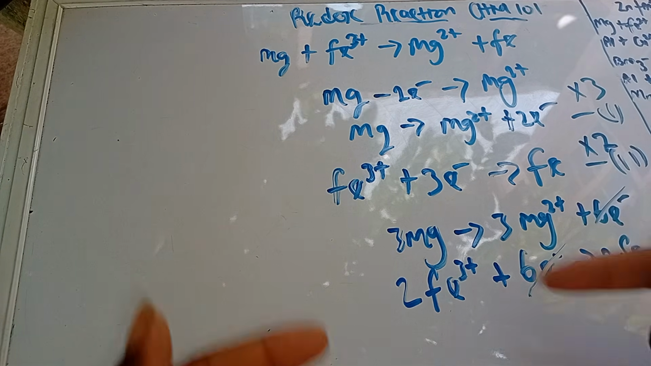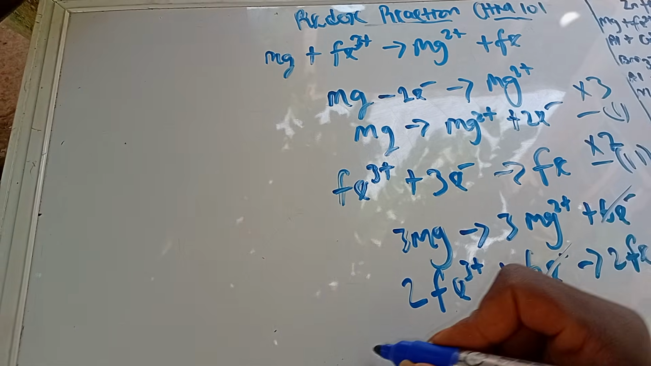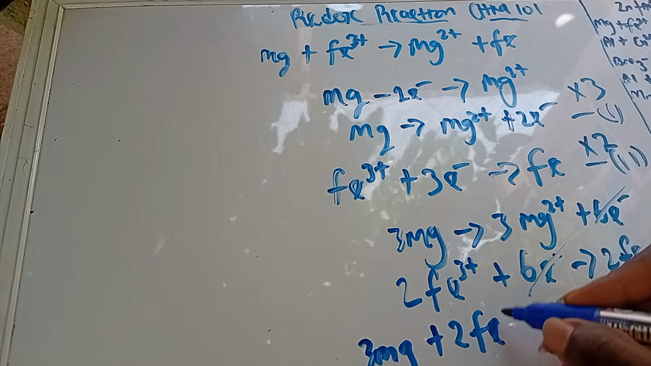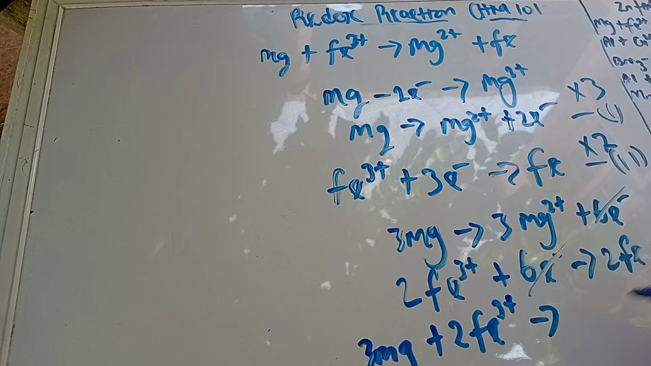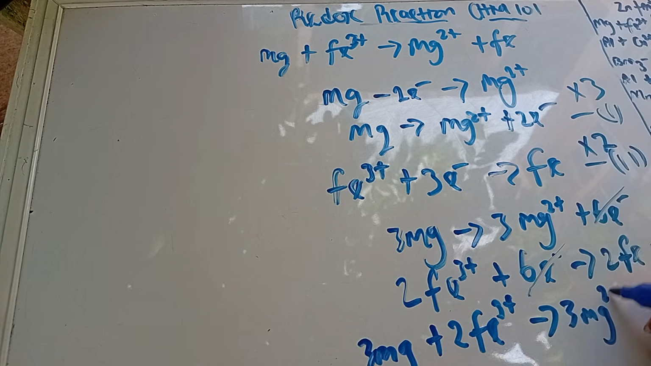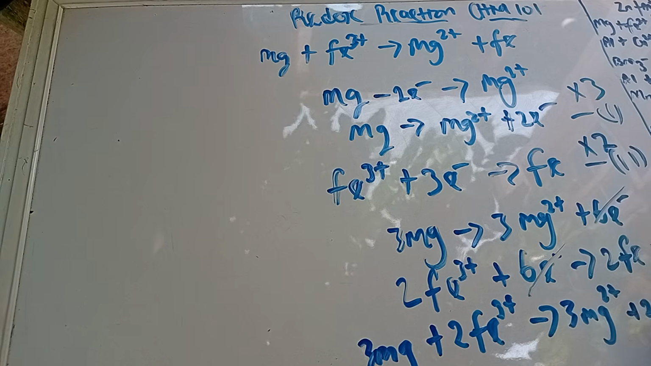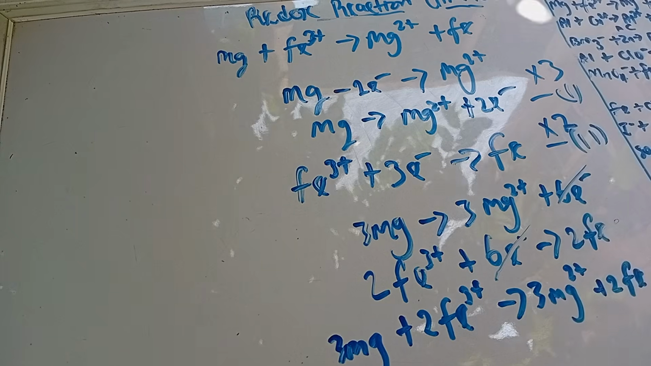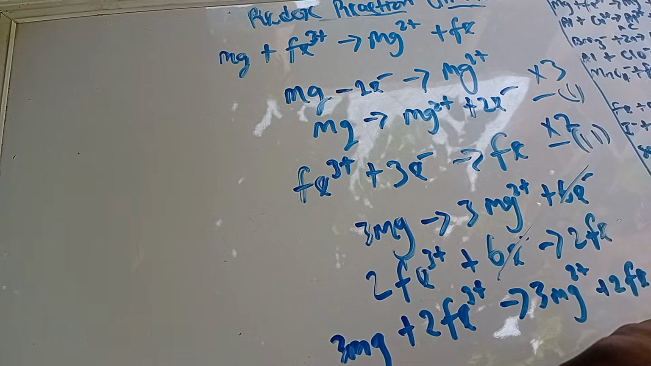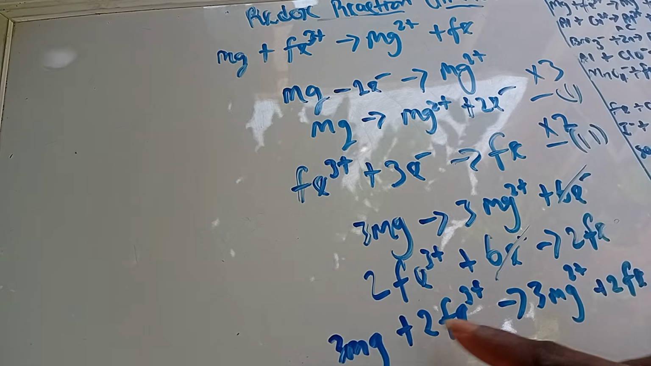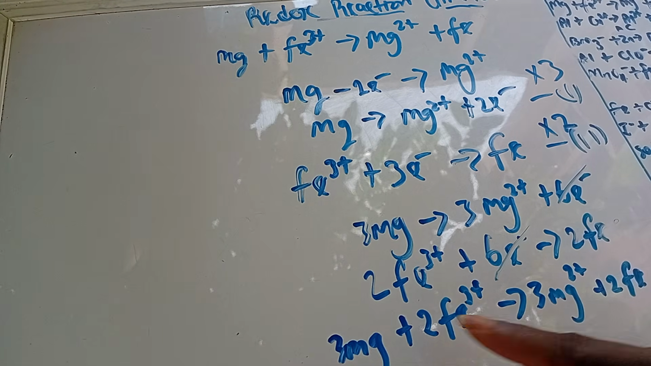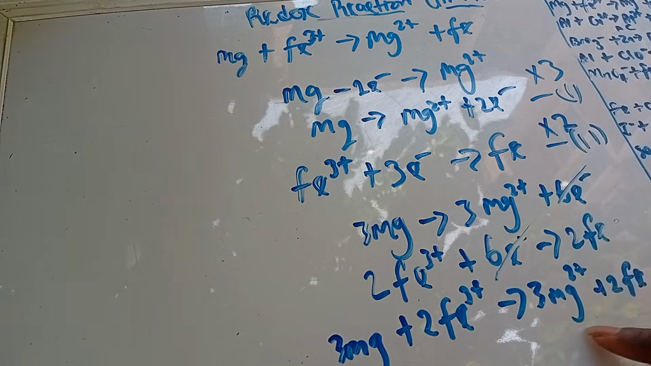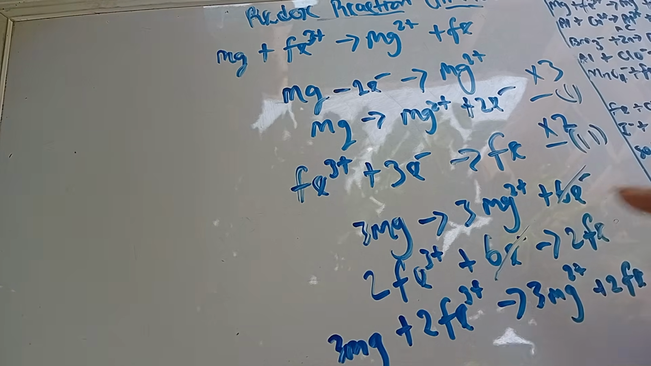Now that we've cancelled out, what is left here is 3 Mg plus 2 Fe3+ to give us 3 Mg2+ plus 2 Fe. So now let's check. Here the charge is balanced. On this side we have 0 charge for magnesium. Here we have 3 plus times 2, that's 6 charges. Here we have 2 plus times 3, that's also 6. Here we have 0. So 6 plus 0, we have 6 in total on both sides. So the charges are balanced.